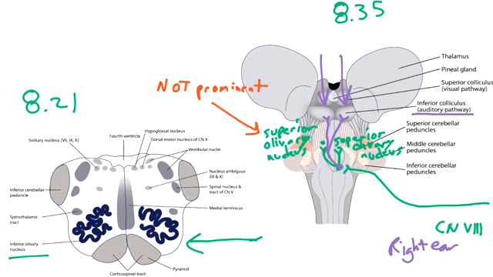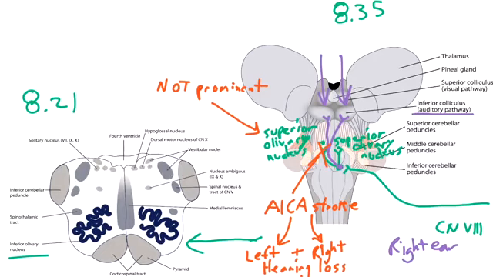Therefore, if you damage the auditory pathway within the brainstem, for example with an ACA stroke, and just on the left side, you will get left-sided hearing loss and right-sided hearing loss. Whereas if you cause damage to just the cranial nerve, for example on this right side, you will only get right-sided hearing loss.